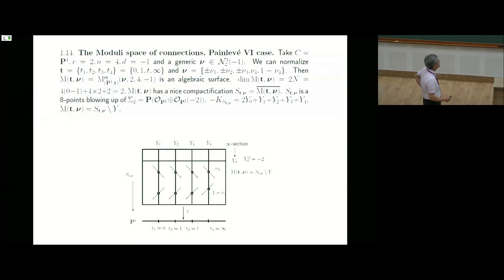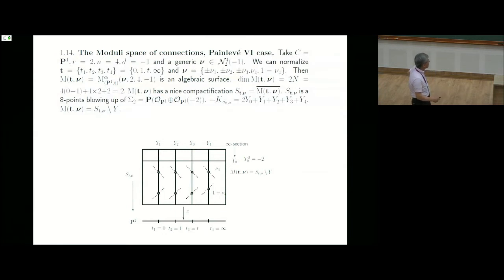And take a generic ν. Then we can normalize the points t_1, t_2, t_3, t_4 in this way. And in some sense, we can have some normalization of the determinant bundle. And then the eigenvalues are given by plus minus ν_1 at t_1, plus minus ν_2 at t_2, plus minus ν_3 at t_3, and by the Fuchs relation, the sum should be minus minus 1, which is 1. So at the point t_4, you have the eigenvalues ν_4 and 1 minus ν_4, and you can do like this. Okay.